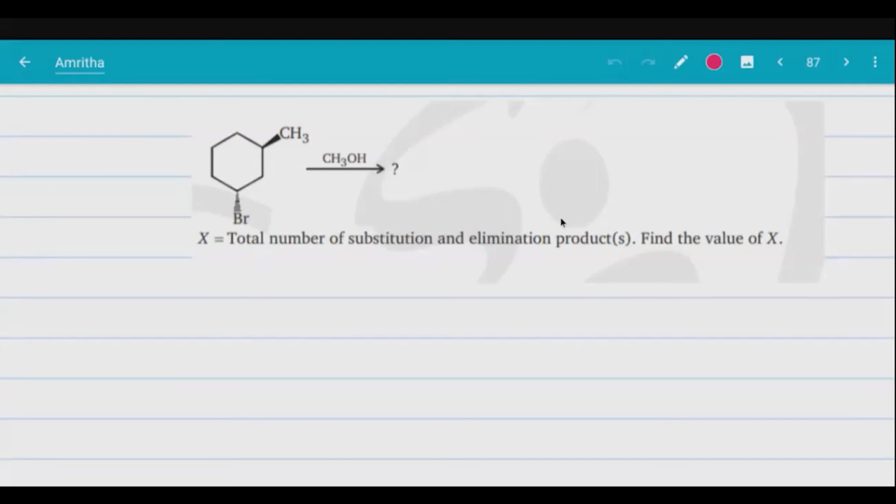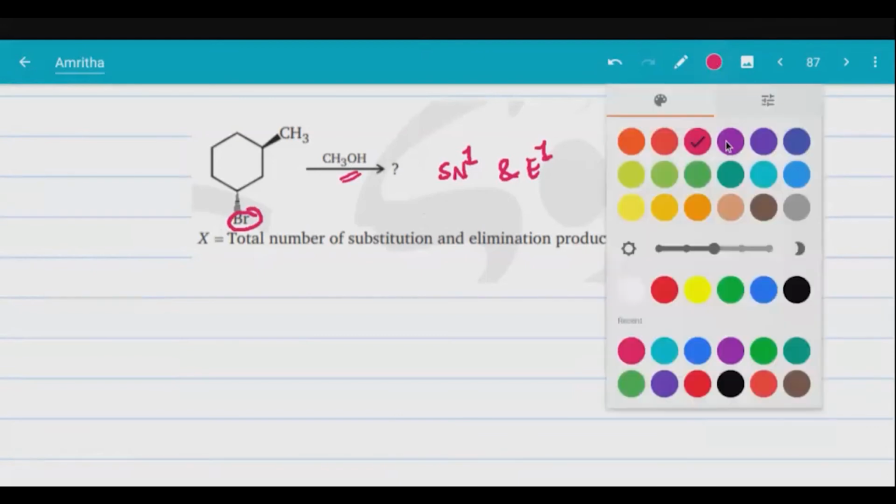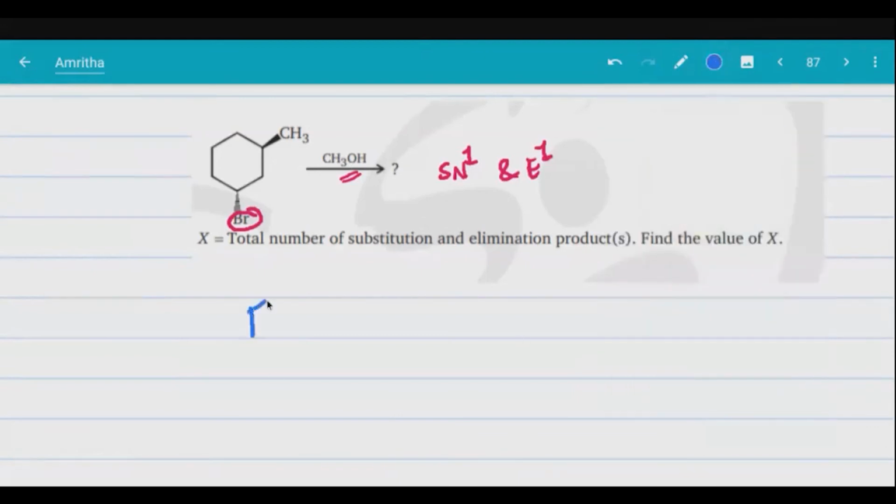We have to consider substitution and we have to consider elimination. Both. How many do we get? We have to break this. It is alcohol, right? Alcohol means SN1 and E1 possibility only, not SN2 and E2. It is secondary. Okay. SN1 and E1 possibility. So just check.